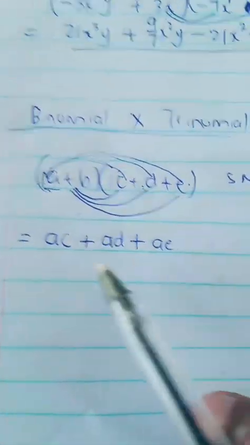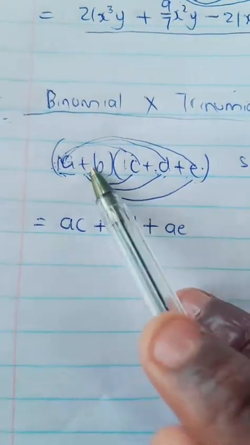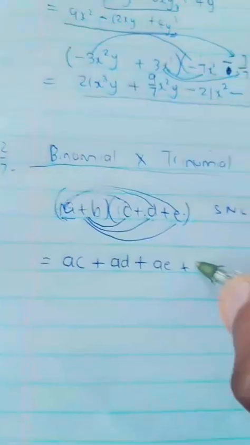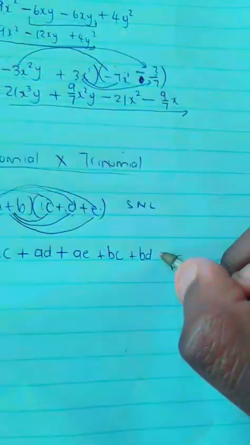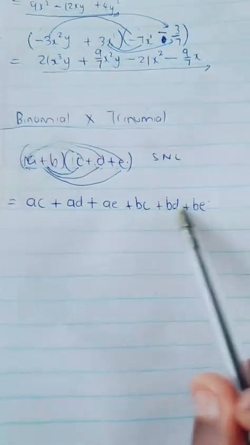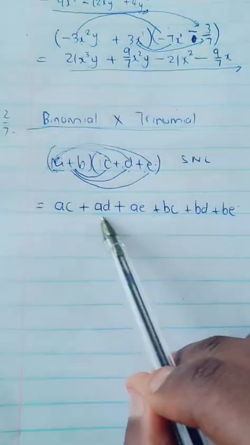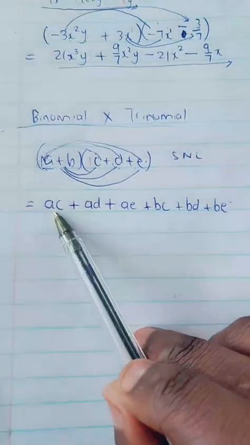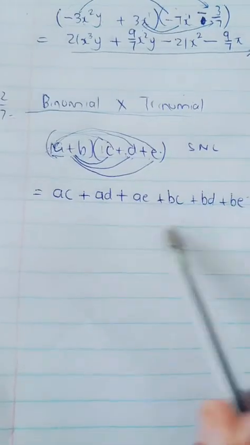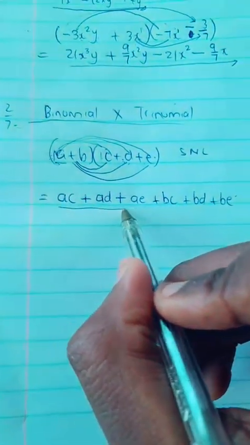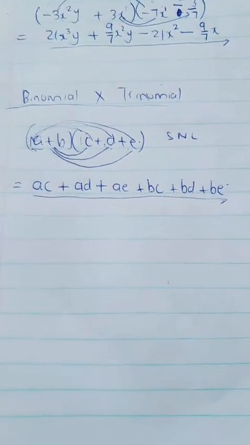So AC, AD, AE. Then you take this B, you distribute it to the C, B, you distribute it to the D, B, you distribute it to the E. So we are going to have BC plus BD plus BE. And all the way through, what did I do? I applied SNL. Then I check, do I have any like terms? And you can see, guys, AC is nothing like it, AD, nothing like it, AE, nothing like it. So generally, there's no like terms. If there are no like terms, then obviously I end right there. But if there were, then I would actually add like terms.